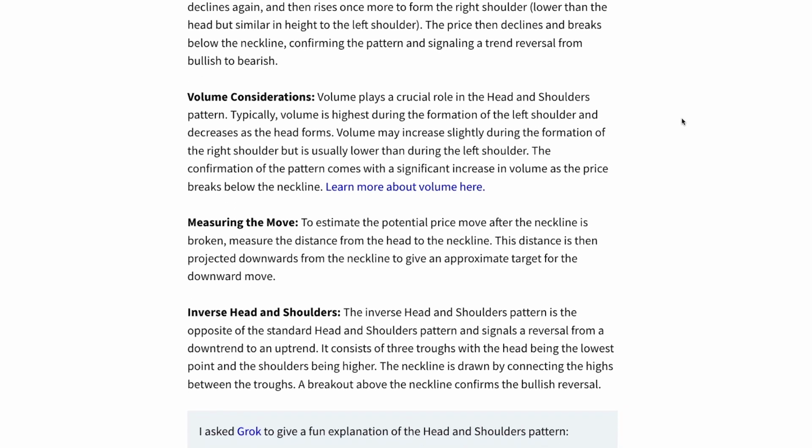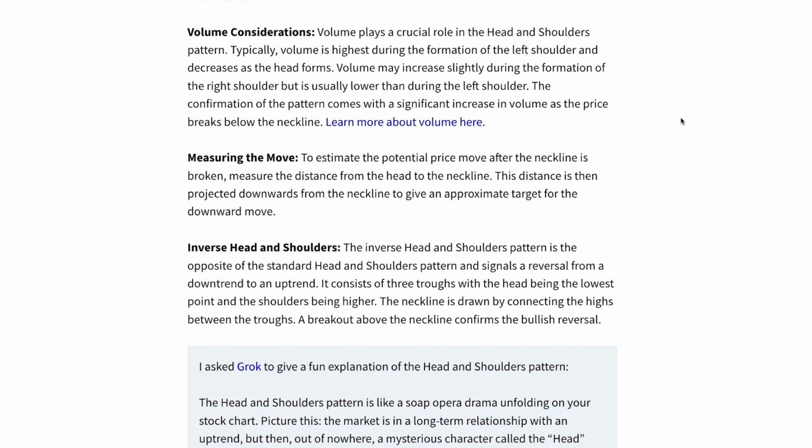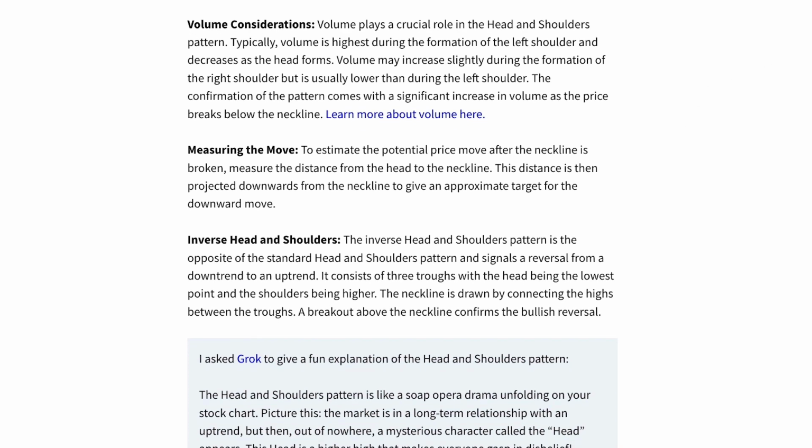So volume is important. It plays a critical role in this pattern. Typically, volume is going to be highest in the formation of the left shoulder, and then it decreases as the head forms, and then again it will increase as you fall down and break the neckline.